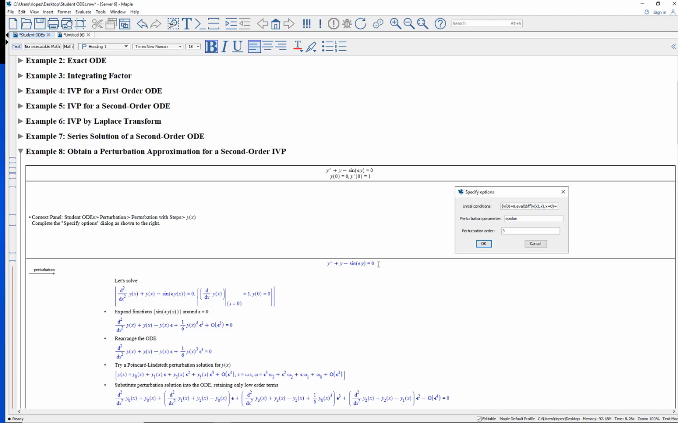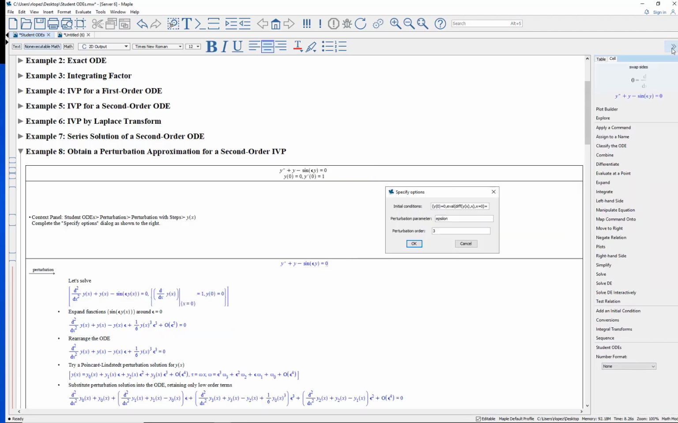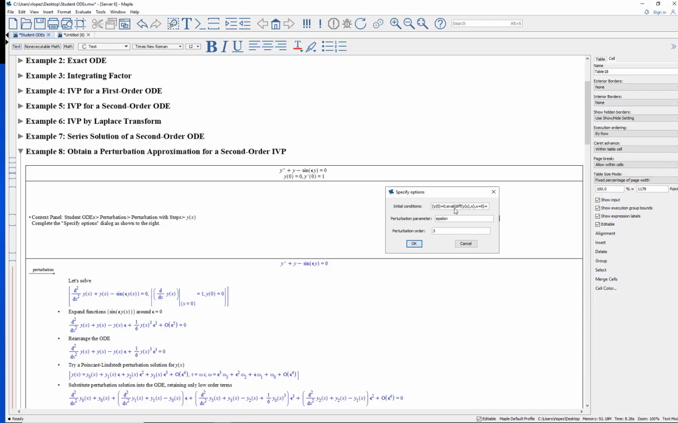Right here, you bring up the Student ODE package. And in solve, you find perturbation with or without steps. So I pick with steps. This pop-up shows up, and I write in the initial conditions. Well, this box isn't quite big enough to show that y at 0 is 0, but y prime at 0 is 1. Parameters epsilon, I'll go up to third order.